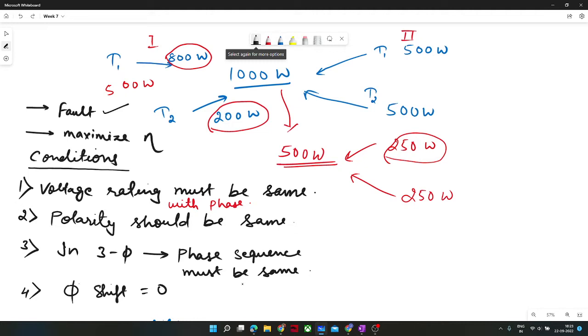So these two conditions were there, and some necessary conditions and some desirable conditions are mentioned in textbooks. You can refer to them. The first condition is that the voltage rating must be the same.